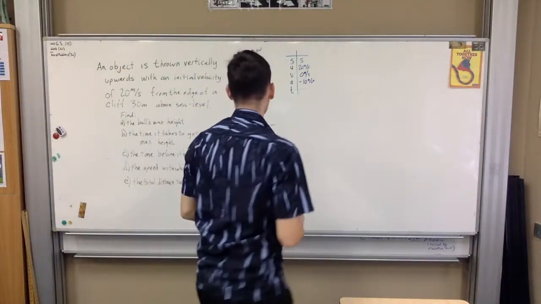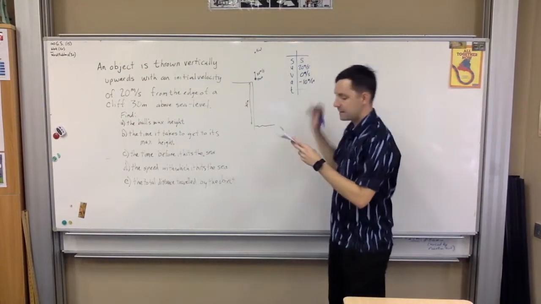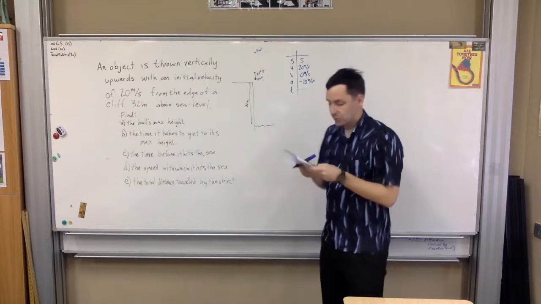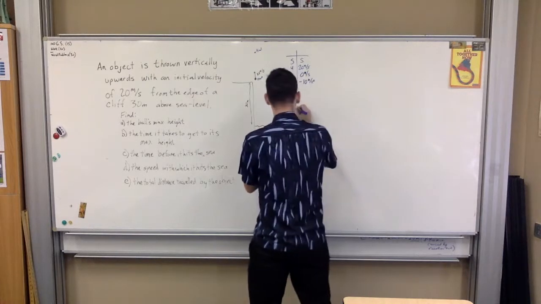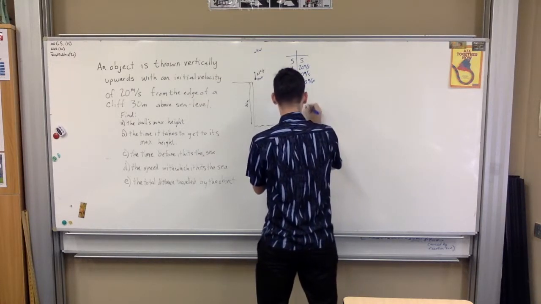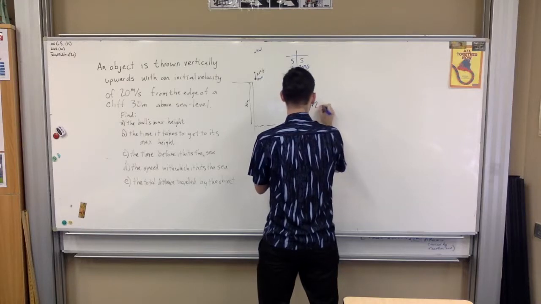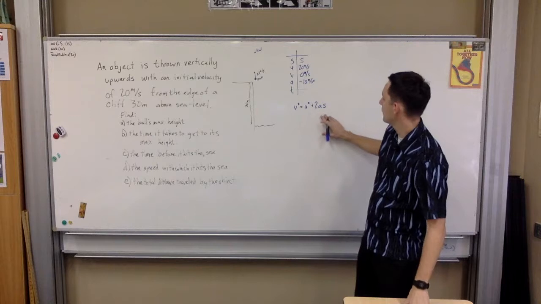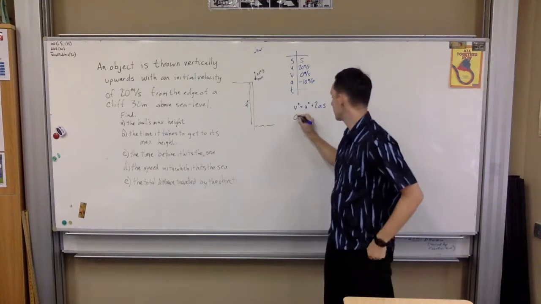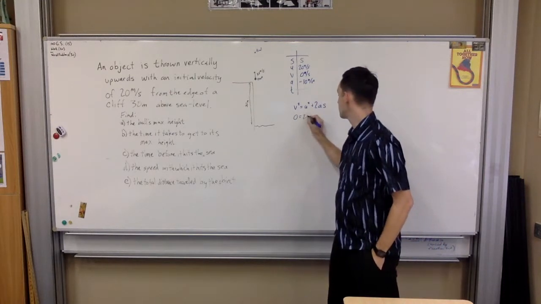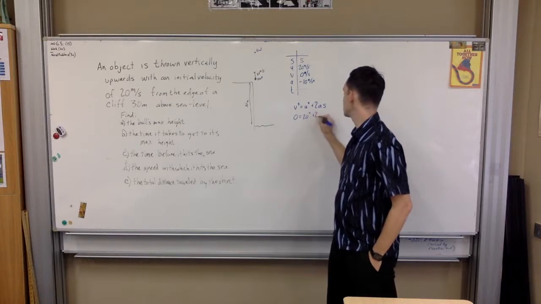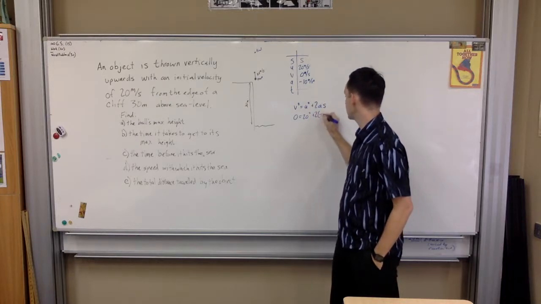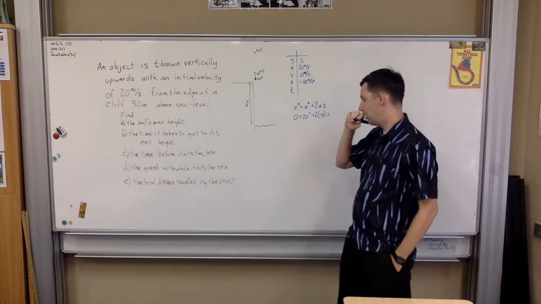You want to use the one that has the S, the U, the V, and the A, and not the T, which would be v squared equals u squared plus 2as. All right, so that's the one we're going to use right now. We'll go ahead and put in the numbers. We've got 0 equals 20 squared plus 2 times a, which was negative 10, times s.